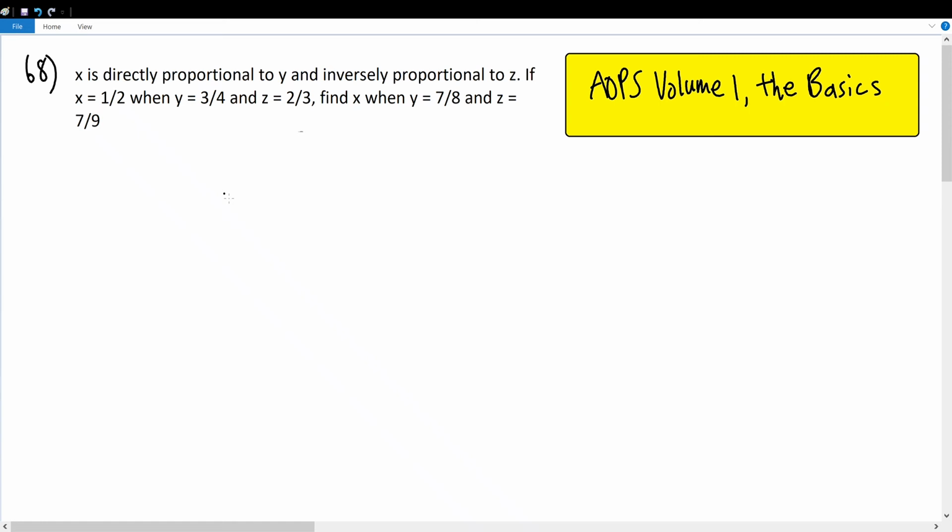AOPS Volume 1, the basics, number 68. X is directly proportional to y and inversely proportional to z. If x is equal to 1/2, y is equal to 3/4, and z is equal to 2/3, find x when y is equal to 7/8 and z is equal to 7/9.